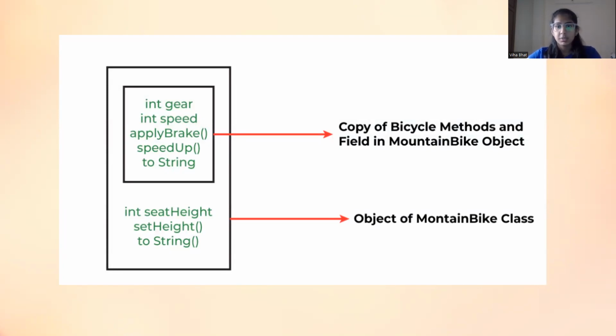So the copy of bicycle methods and fields in the mountain bike object are given in the smaller box, which are gear, speed, apply brake, speed up, and toString, which were the actual attributes and methods present in the base class, or the bike class. The members that you can see in the mountain class are given below: the seat height, set height, and toString.